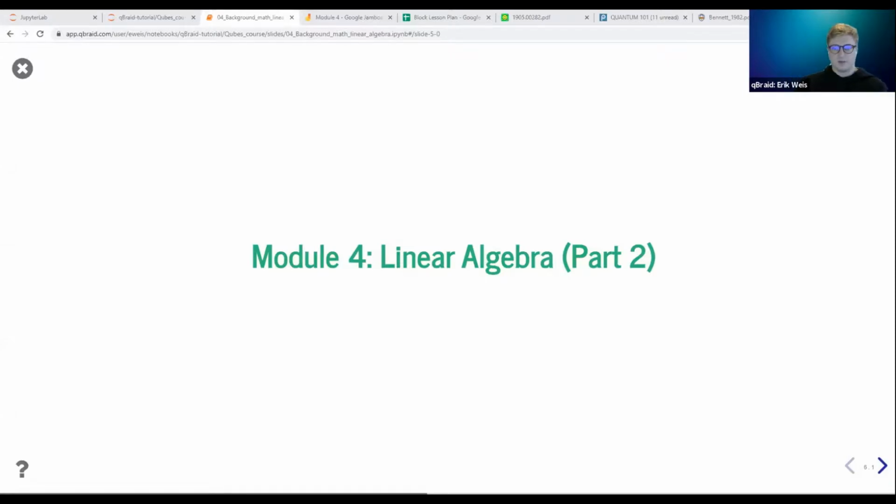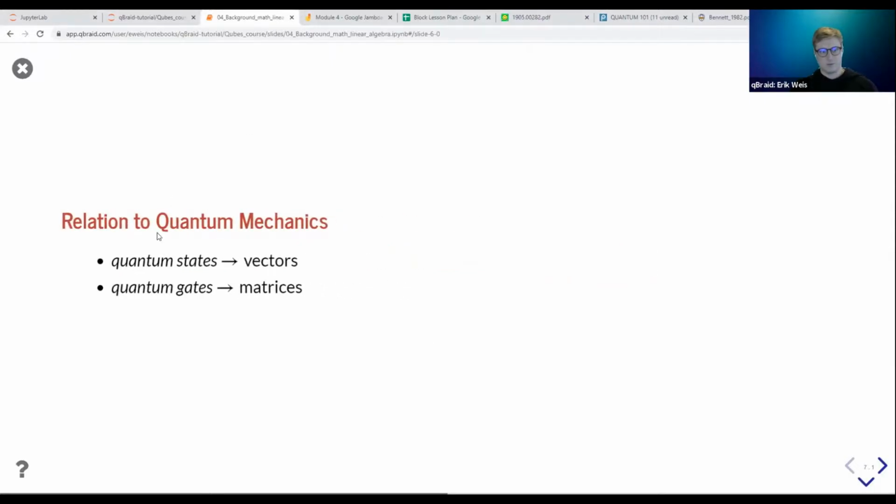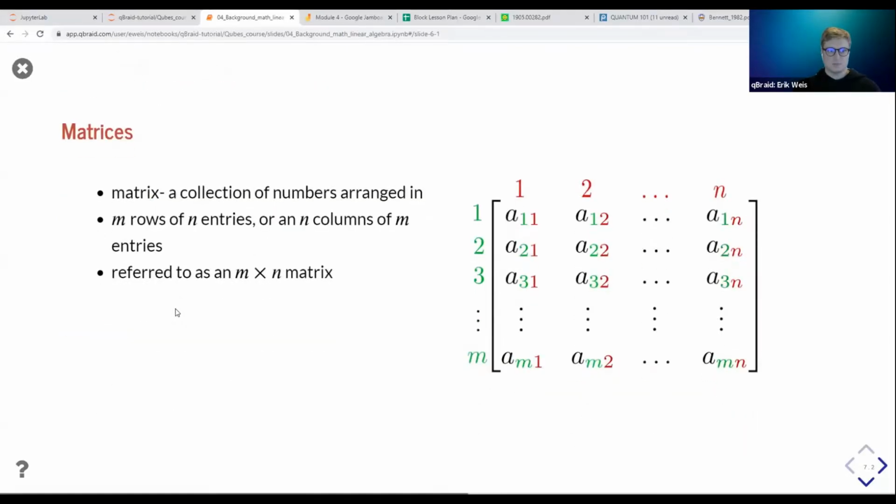So you saw yesterday that we could describe the state of a single qubit as a two-dimensional vector. And after this talk, we're going to talk about, in module 5, how we can modify the state of those qubits using quantum gates. And a good sketch of what that looks like, just remember that vectors in linear algebra correspond to quantum states, and matrices correspond to quantum gates. So this is all about matrices today.